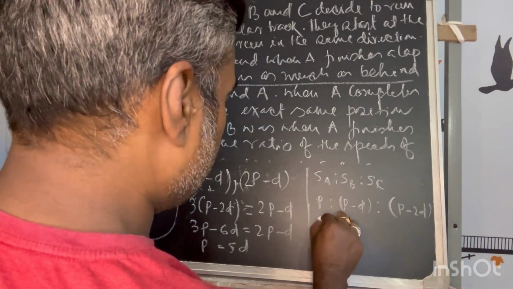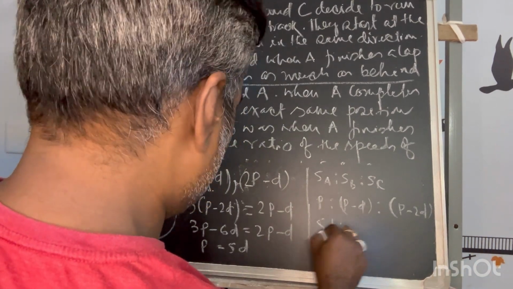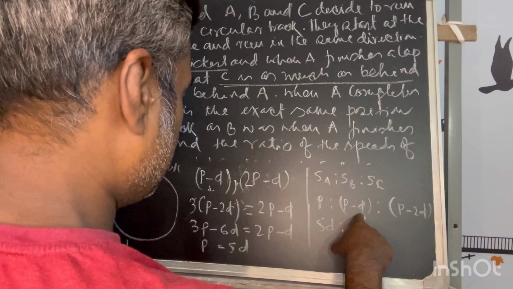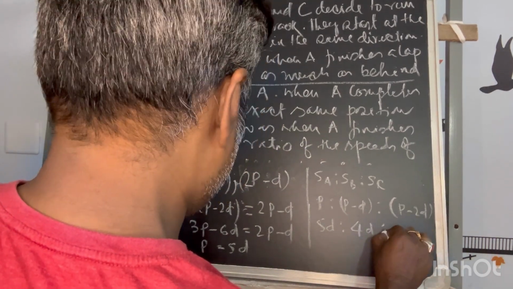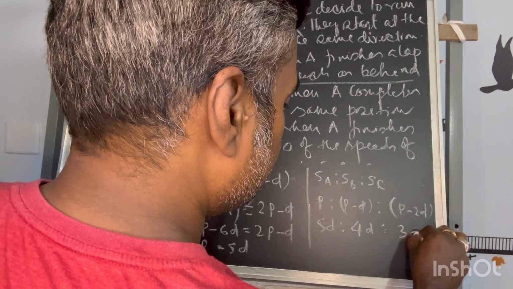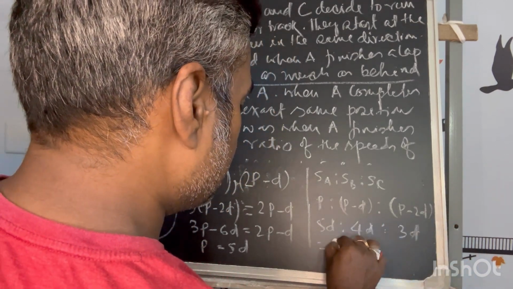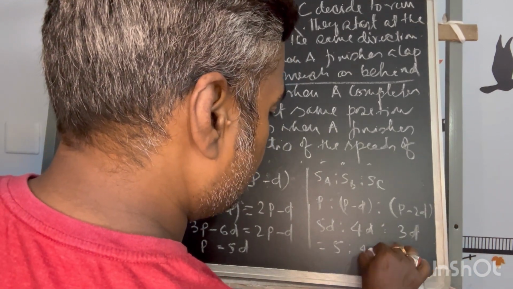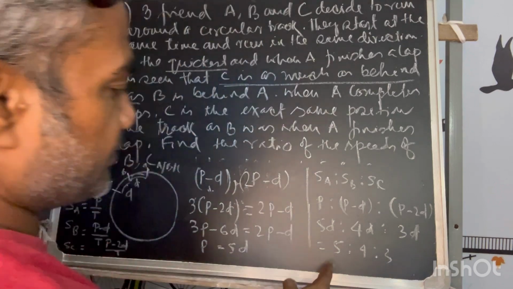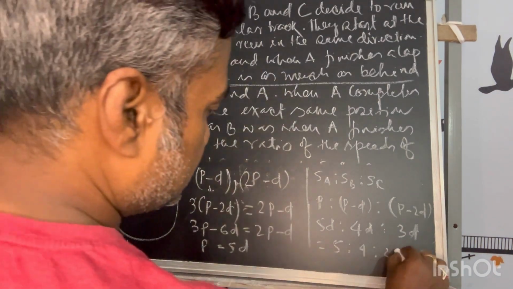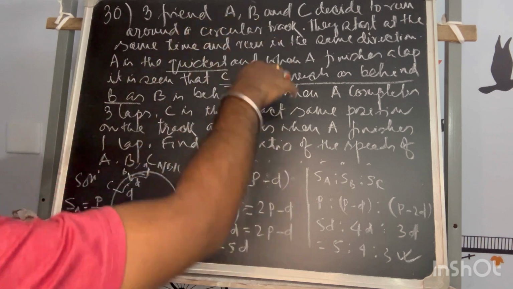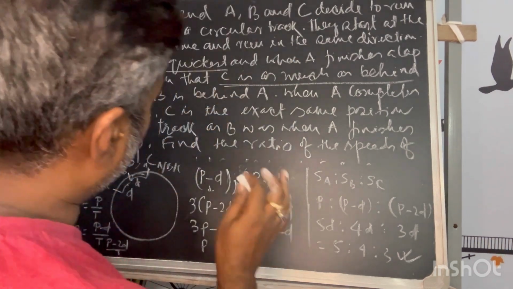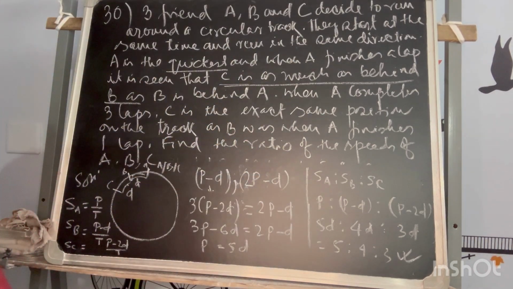So P is equal to 5D is to P minus D, which is equal to 4D, and is to 5 minus 2, which is equal to 3D. So D will be cancelled. Another ratio will be 5 is to 4 is to 3. So earlier it was 5 is to 3 is to 1, and this one is 5 is to 4 is to 3. So there could be two ratios possible to fulfill this condition of the sum.